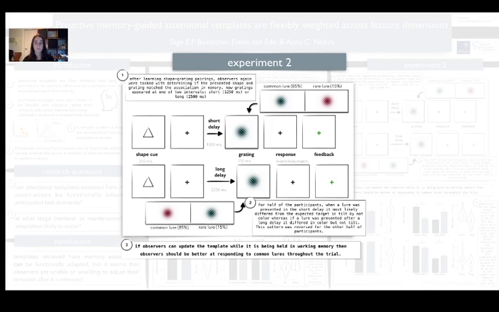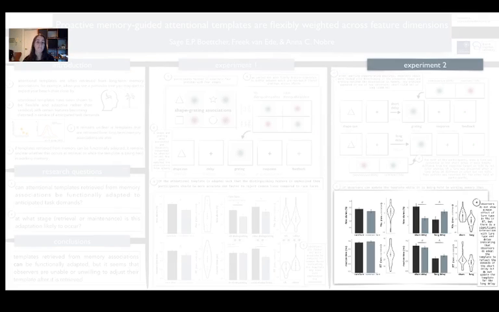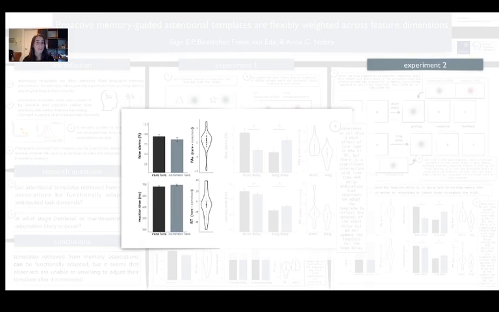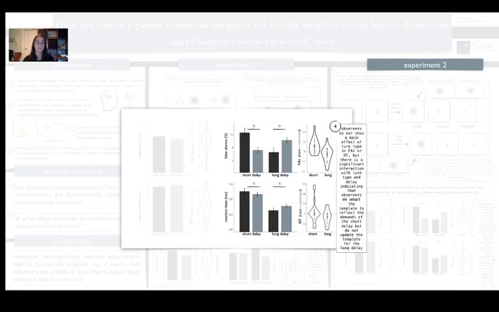Let's look at the results. Once again, we'll be looking at false alarms and reaction times for lure trials. As you can see, for both of these measures, there was no difference between common and rare lures. However, if we break this down further by delay length, we now see an interesting pattern emerge.